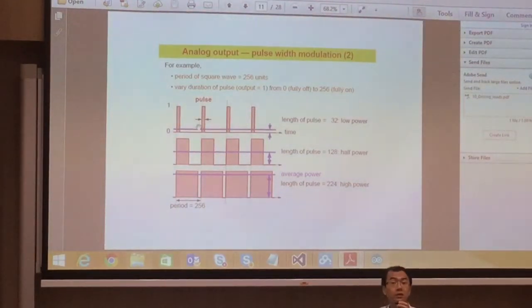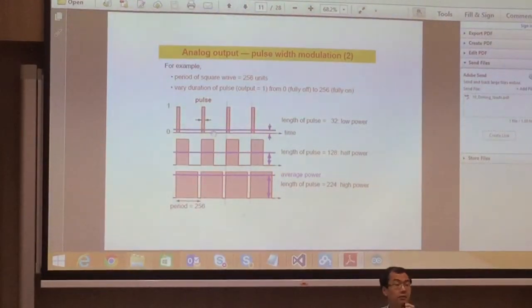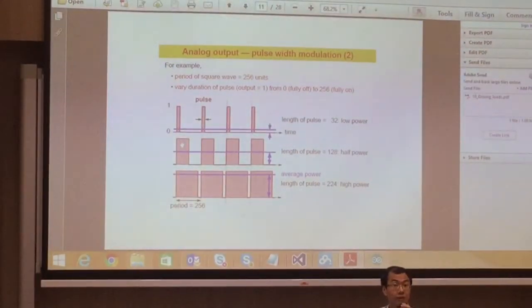So actually this is a very smart way to produce the output values, which are somewhere in between 0 and VDD. Although the waveform here is still digital, because it is 0 or VDD, if you look at the average value, it is actually different. If you compare this one, it goes from a small voltage value to half VDD to close to VDD. The average value is changing.